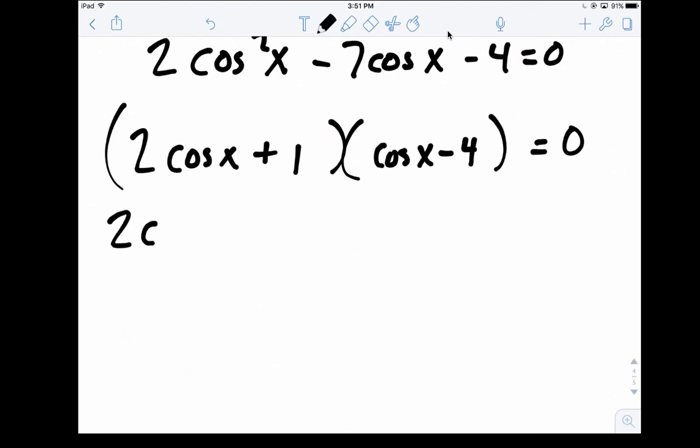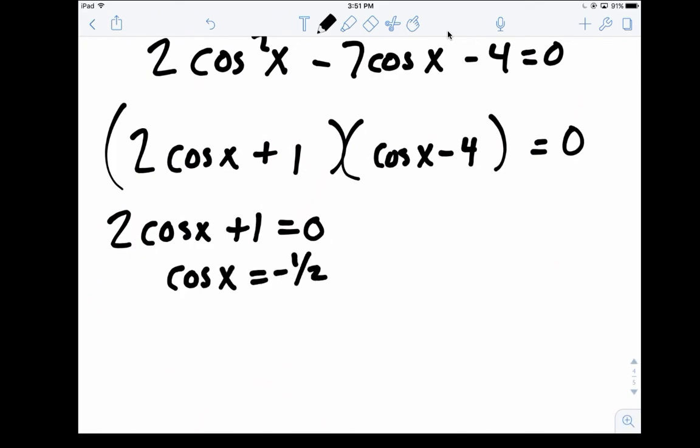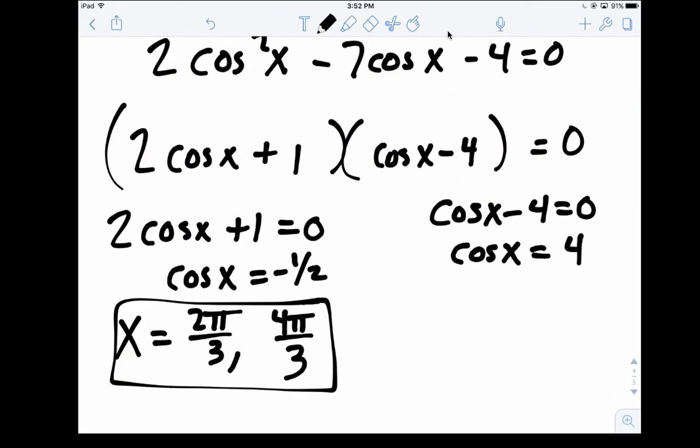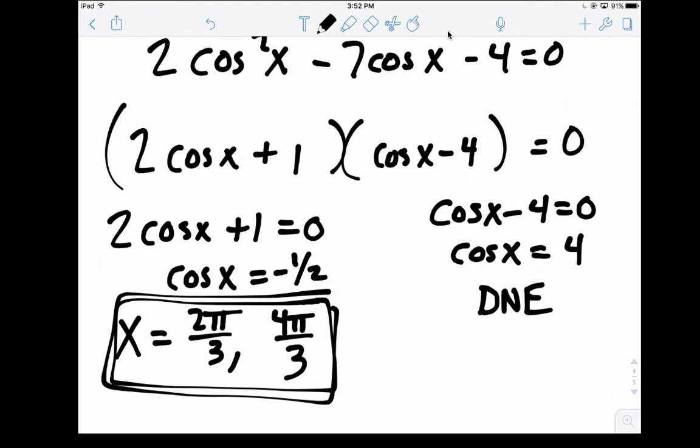So you have 2 cosine of x plus 1 equals 0. So where does cosine equal negative 1/2? You guys know that that's 2 pi over 3 and 4 pi over 3. And then the other one, you have cosine of x minus 4 equals 0. Where does cosine equal 4? You should see on your unit circle that cosine never equals 4 because it's too big. So that does not exist. So your only two would be 2 pi over 3 and 4 pi over 3.